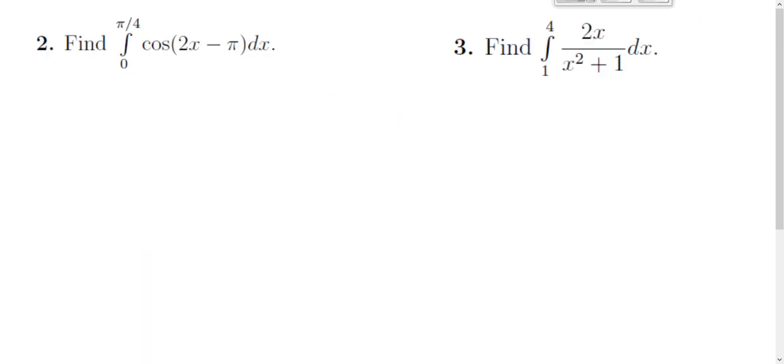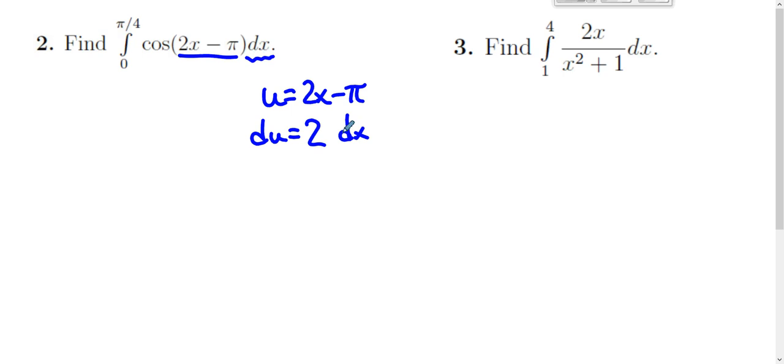Same sort of thing's going to happen over here. This is in parentheses, which means it makes a really good u. But what's du? Well, that's the derivative of 2x minus pi. So du over dx is equal to 2. So du is equal to 2 dx. There's a dx. There's no 2.